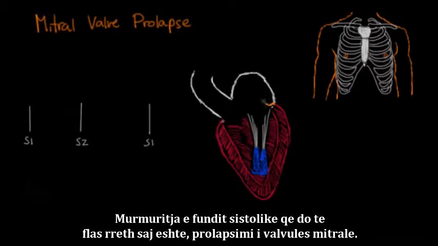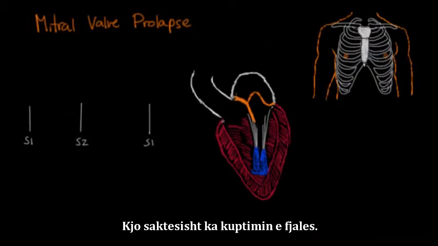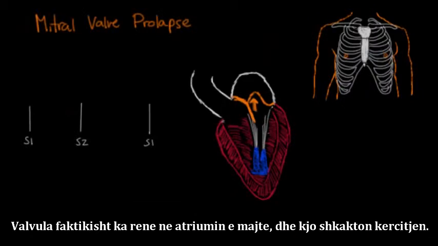So the last systolic murmur, or sound, that I want to talk to you about is mitral valve prolapse. And this is pretty much exactly what it sounds like. The valve actually prolapses or billows into the left atrium. And so this causes a click.